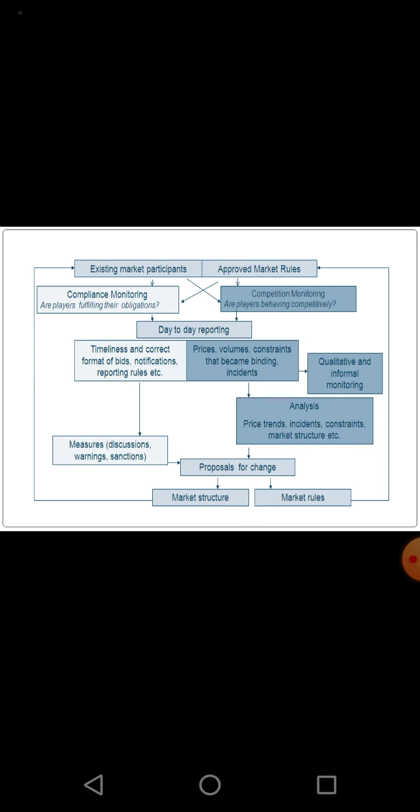This is a flow chart of the relation between market structure, market rules and the guidelines.